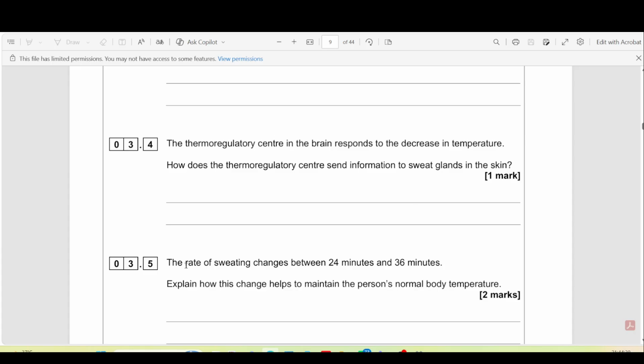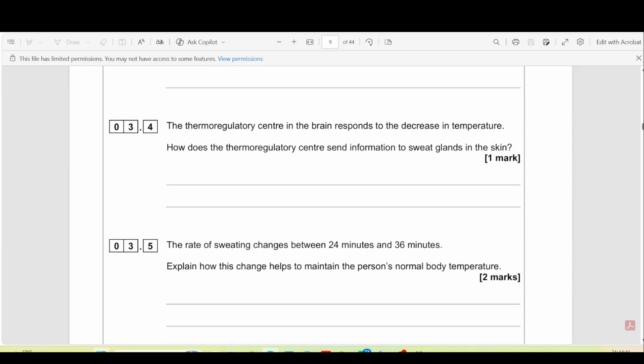The thermoregulatory center in the brain responds to the decrease in temperature. How does the thermoregulatory center send information to sweat glands in the skin? Through nerve cells. Yes, through nerve cells or neurons.